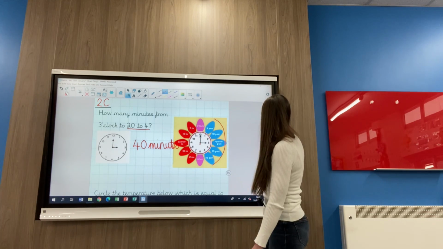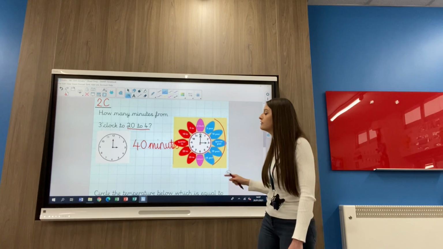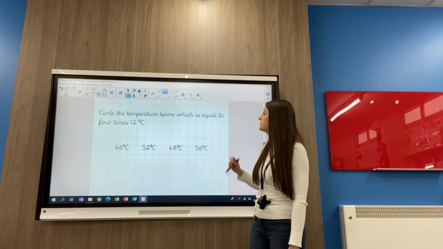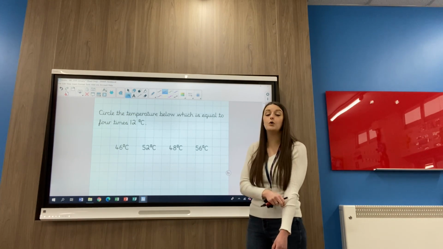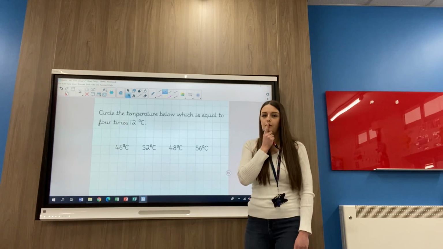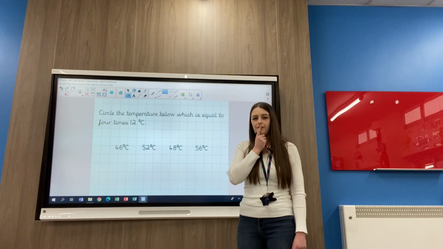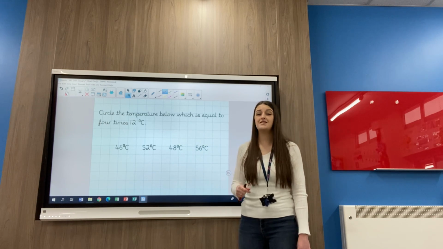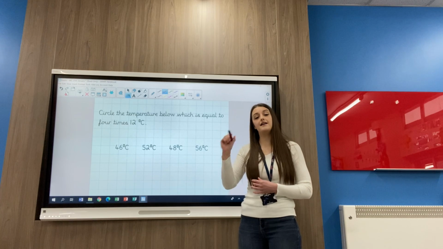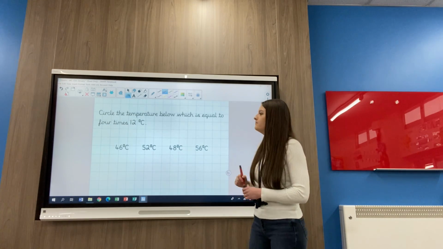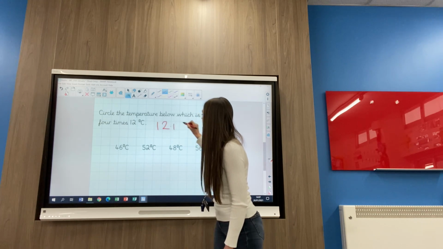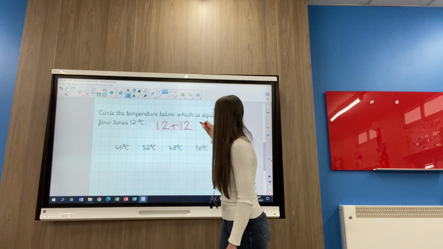Right. Moving on then to the last question that you've got on your tough challenge section. I've got circle the temperature below, which is equal to 4 times 12. Now, we know what 4 times 12 is, but if we were struggling with our 4 times table, so we didn't know how to count up in our 4s and we'd have to write them all down, remember, we could just do a repeated addition, 12 4 times, okay?